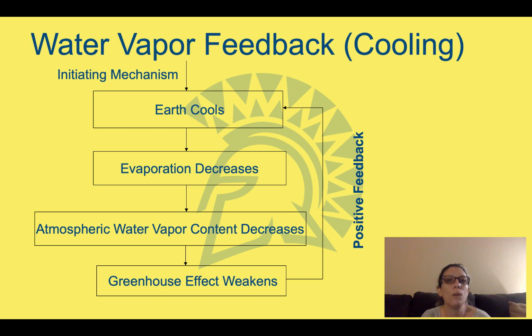We can also have water vapor feedback in the cooling direction, because once we have the initiating mechanism where the Earth is going to cool, evaporation can decrease, which would cause less water vapor in the atmosphere, which will weaken the greenhouse effect, which is going to cause more cooling. In that manner, it just keeps getting colder and colder. It's another example of a positive feedback, but on the cooling end.